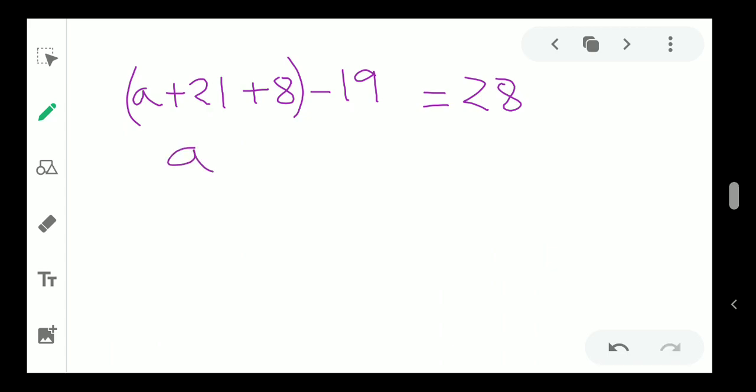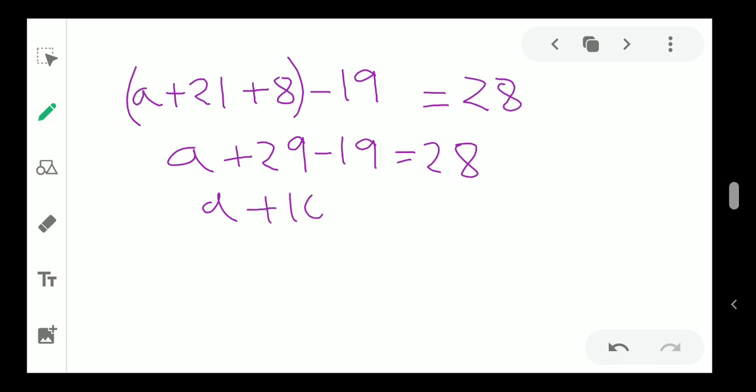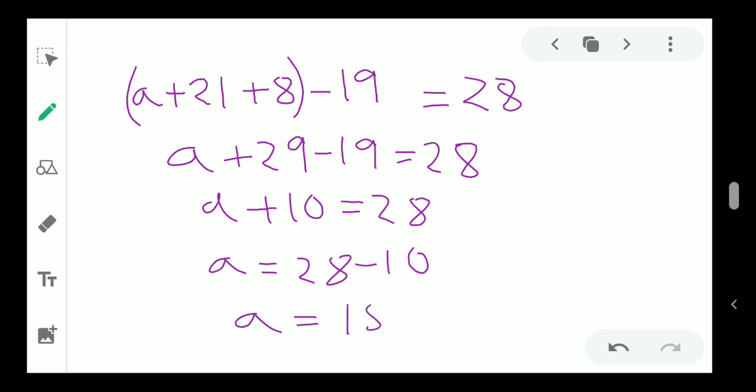So see, 21 and 8, you can go slowly, no problem. 21 and 8, that is 29, minus 19 equals 28. So see, 29 minus 19, that is 10. So a plus 10 is equal to 28. So a equals 28 minus 10. So a equals 18.